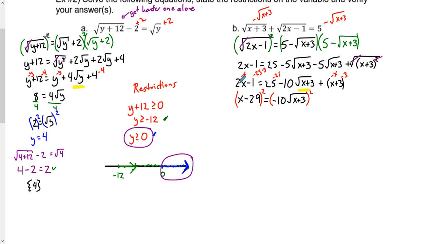By doing this, we have an x minus 29 squared, which means it'd be an x minus 29 multiplied by an x minus 29. Distributing everything out, we'd have an x squared minus 58x. And 29 squared, or 29 times 29, would be a 841.